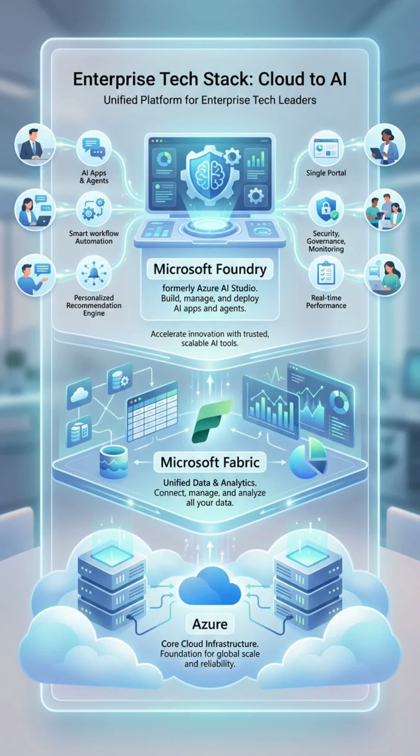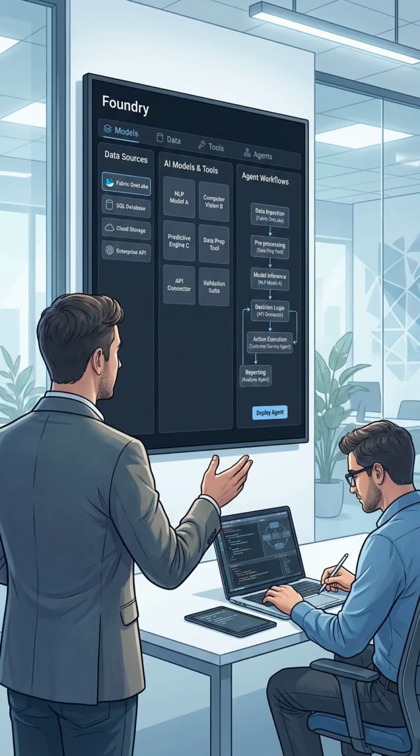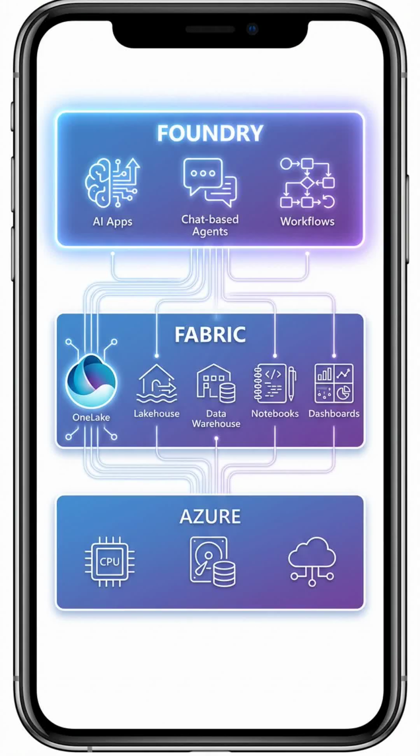Think of it as an AI app and agent factory, a single portal where you pick models from a huge catalog, greater than 10,000, plug in enterprise data, wire up tools and APIs, and then operate those agents with security, governance, and monitoring built in. When you see Microsoft Foundry and Azure AI Foundry in docs, treat them as the same product line, just different branding layers. Let's understand how Foundry fits into the rest of Microsoft's stack.